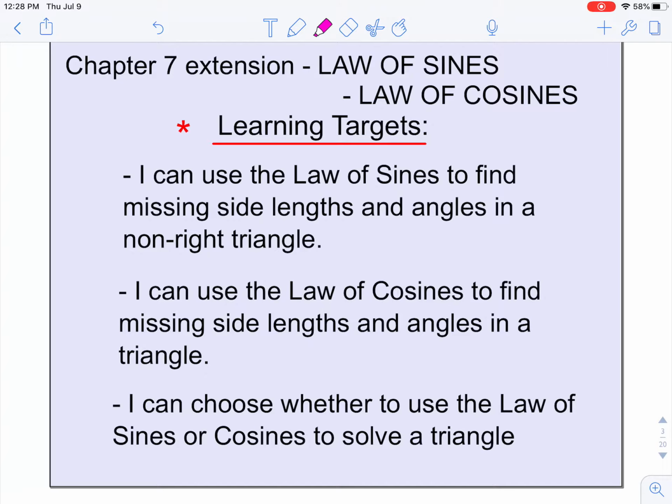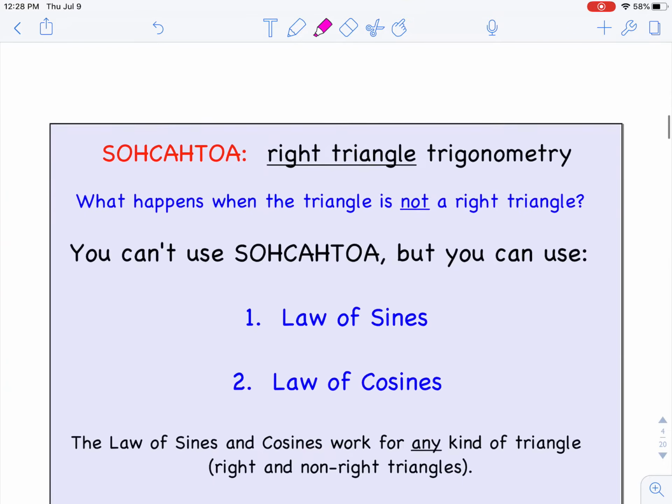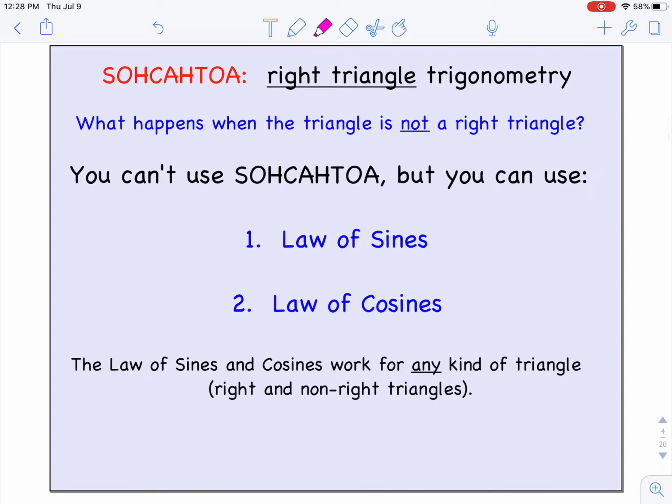So, in this extension of Chapter 7, we are going to learn about the law of sines and cosines and then use them to solve the triangle which we just got done doing with right triangles. The difference is these are not right triangles.